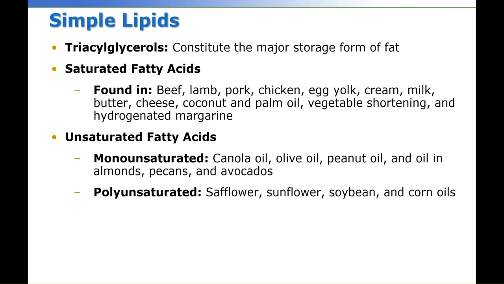And then unsaturated fatty acids, you have monounsaturated: canola oil, olive oil, peanut oil, and almonds, pecans, avocados, and then polyunsaturated, which you see in safflower, sunflower, soybean, and corn oils. In unsaturated fatty acids, you'll see a double bonded carbon in the structure. So that's one way to recognize it from a chemical composition standpoint.